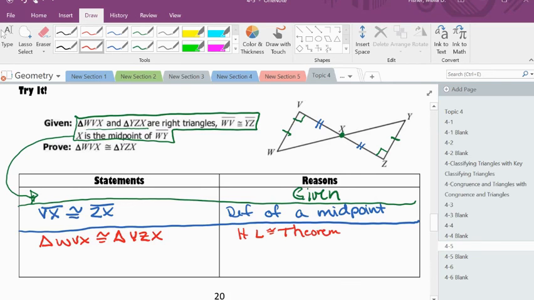Congruency theorem. Now, if you used vertical angles in your try-it and you marked those and you got angle, angle, side, that would not be marked incorrect on a test. But you should be able to determine something from the midpoint being given. And because we're studying hypotenuse leg, I went ahead and went with that.